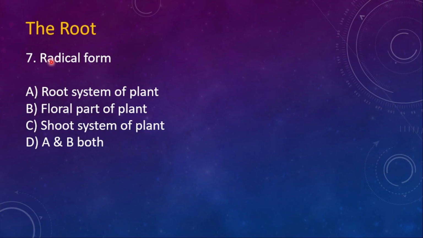7th question, radicle forms option A root system of a plant, option B floral part of a plant, option C shoot system of a plant, option D A and B. So radicle forms the root system of a plant. Option A is correct here.